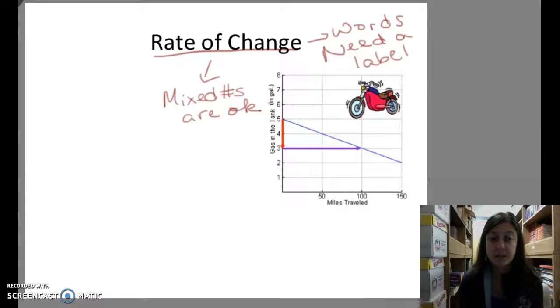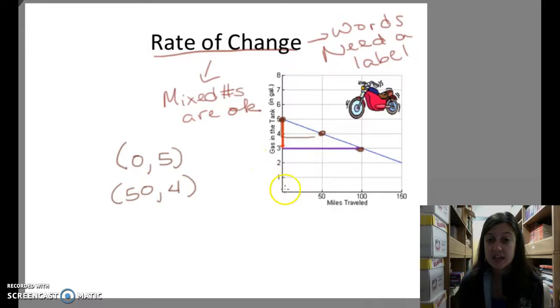Okay, so let's break it up. For this problem, we're going to find 2 perfect points, and I'm going to write it out. 0, 5. Here's another perfect point. There's another one here. We could use, let's just use this one. That's fine. That's 50, 4. Now it's important to write it out because if you notice, the scales aren't the same. So we really do have to write these points down.